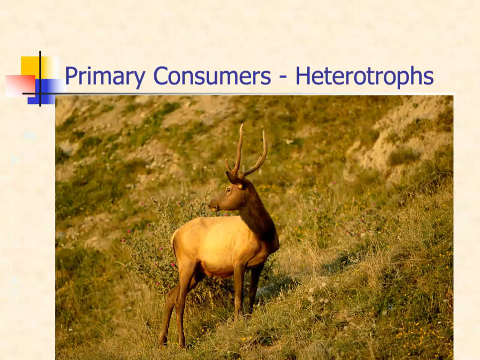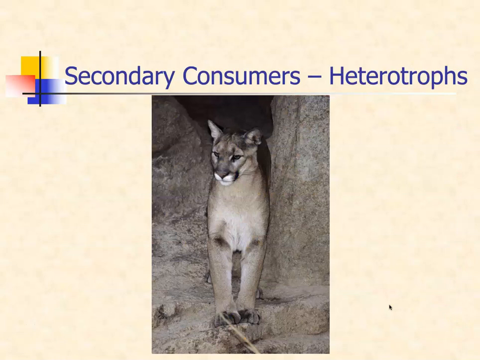Primary consumers are herbivores. This happens to be a Roosevelt elk in Prairie Creek State Park. And all consumers are heterotrophs. They feed on other organisms. And then secondary consumers feed on primary consumers. In this case, the mountain lion is a carnivore that could feed on a Roosevelt elk.